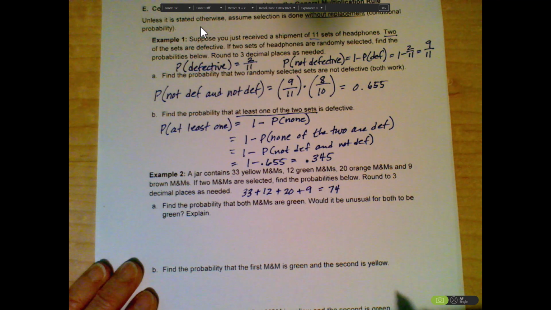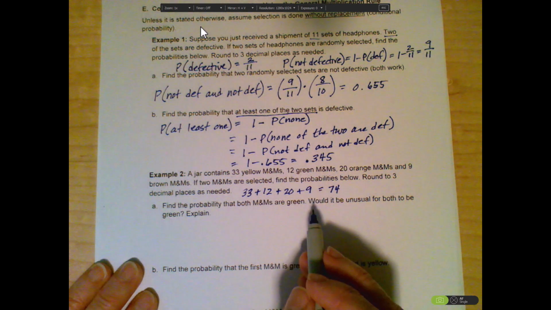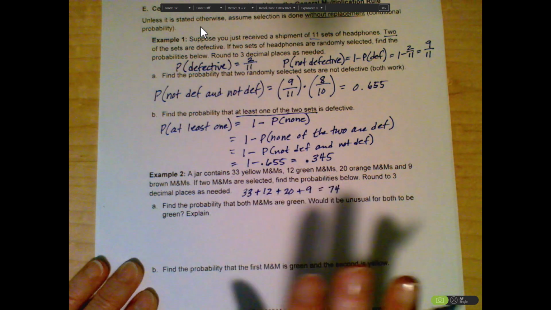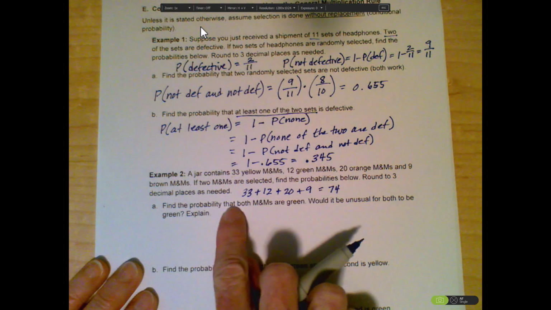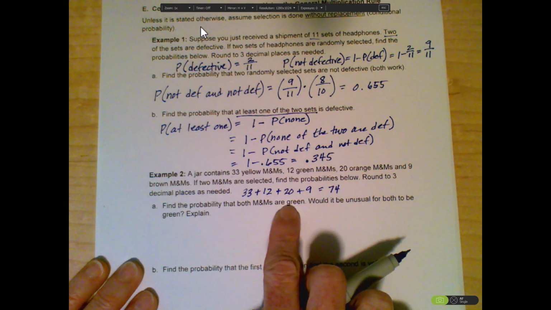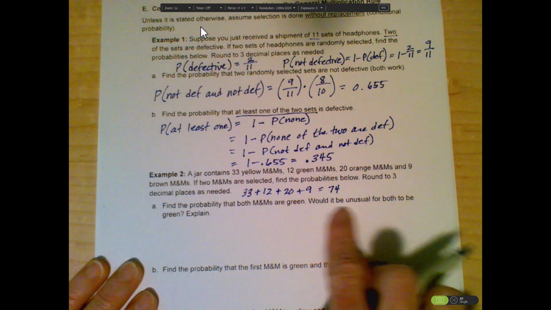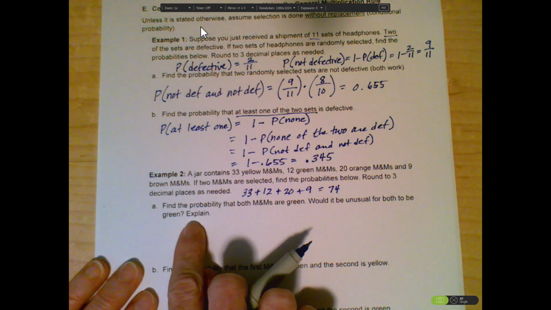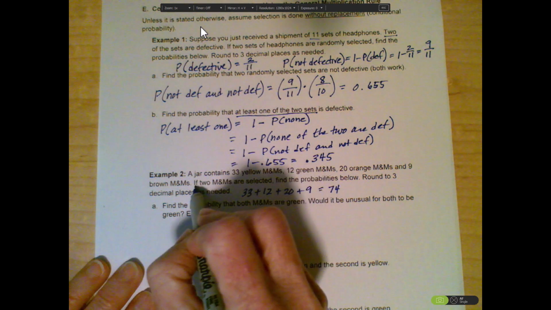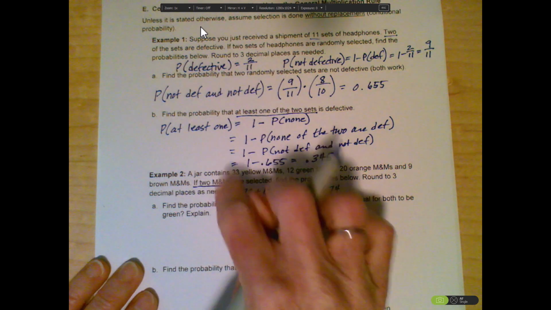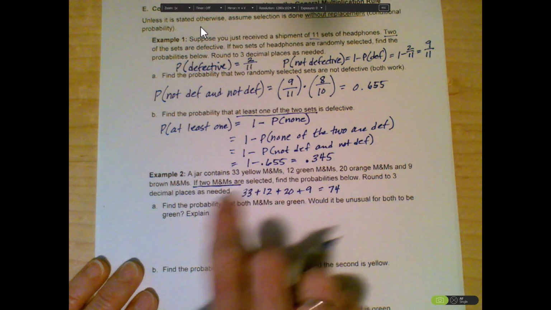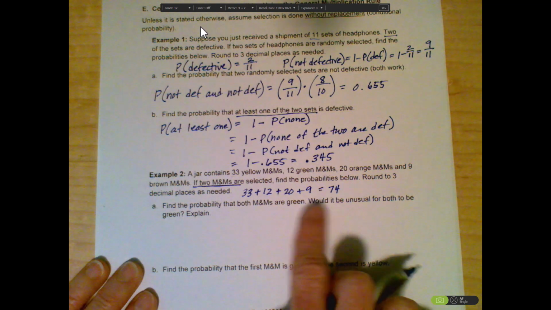Okay. We need that total, right? And probability, we're going to definitely need that total. Find the probability that both M&Ms are green. Would it be unusual for both to be green? Because it's saying if 2 are selected, so that's true for all these down here. If 2 are selected, what's the probability they're both green?